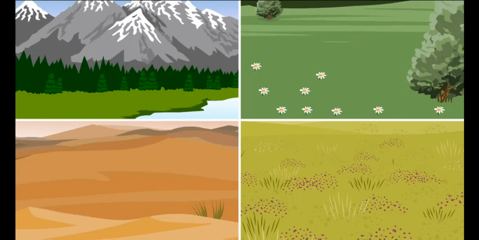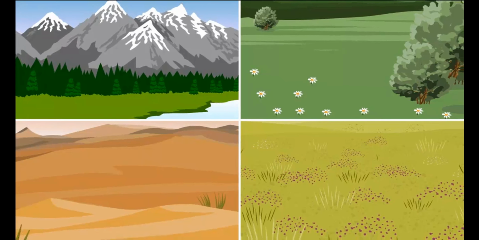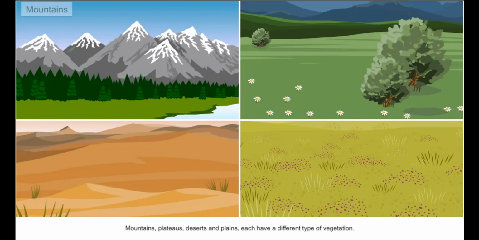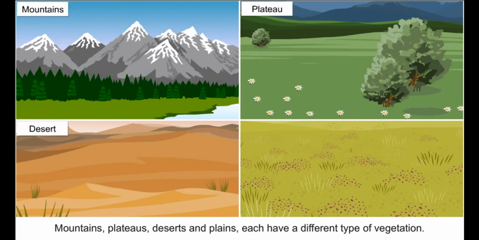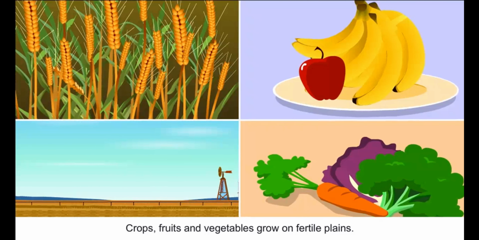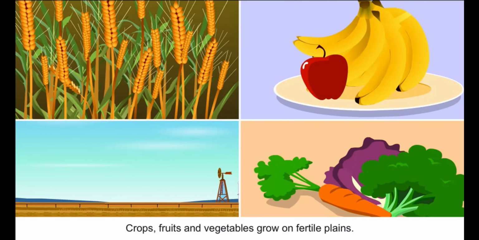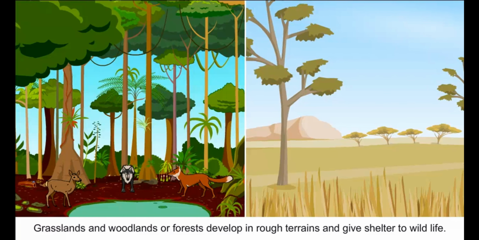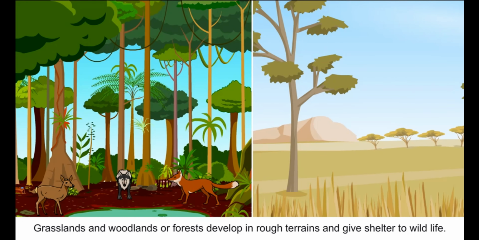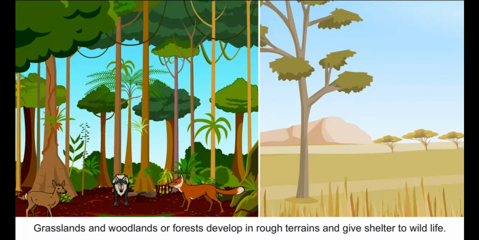1. Relief. A. Land influences the type of vegetation. Mountains, plateaus, deserts and plains each have a different type of vegetation. Crops, fruits and vegetables grow on fertile plains. Grasslands and woodlands or forests develop in rough terrains and give shelter to wildlife.